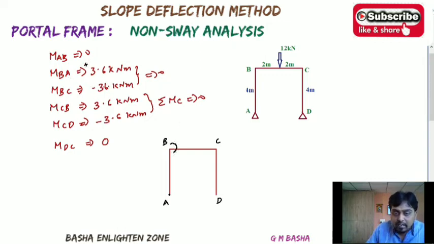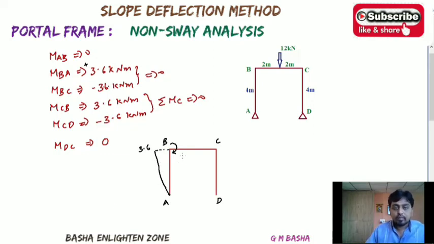Meaning a moment will be acting like this. So according to our convention, whenever a force acts like this, what happens? It will move like this. So this B comes up to here, and that unit value will be around 3.6. After that we can add these two like this.